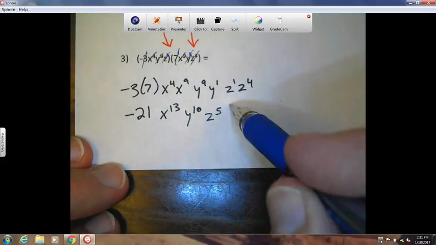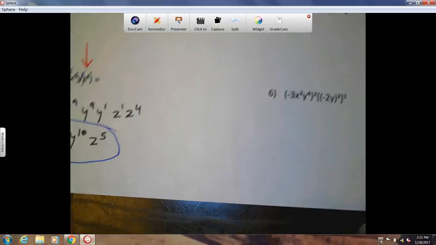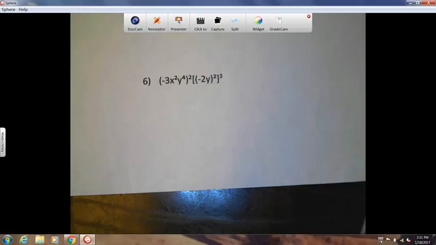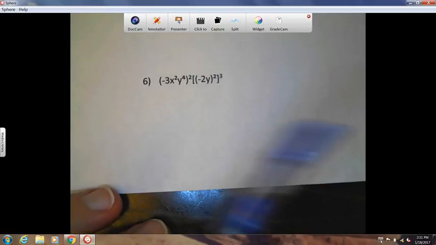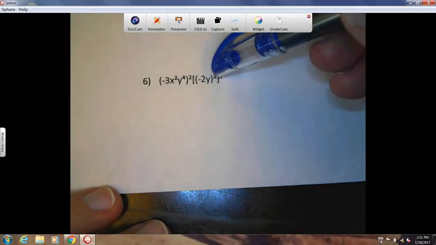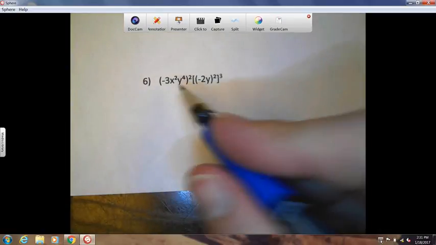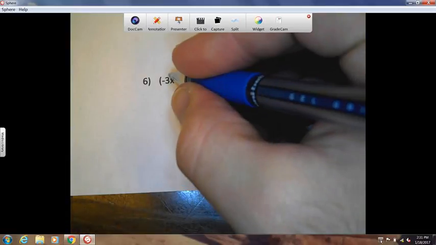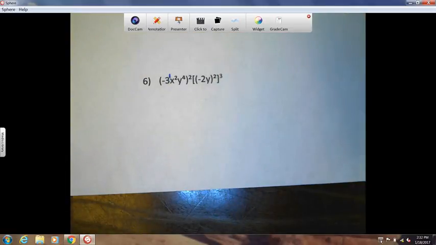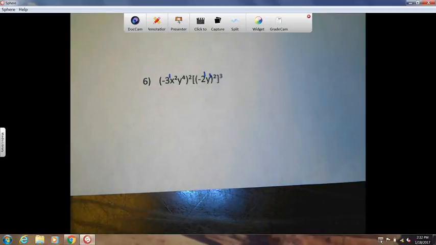And last one. Okay, so on this one I have a combination. I have a multiplication problem, but I also have a power outside of this parentheses. So I need to take care of that first, and I'm going to show you some common mistakes. So what I'm going to do, I'm going to make sure everything has an exponent. This is 3 to the first. If you don't see it, it's to the first. This is 2 to the first, y to the first. I have to do power of a power first. So you might want to write that down. Multiply the exponents first.